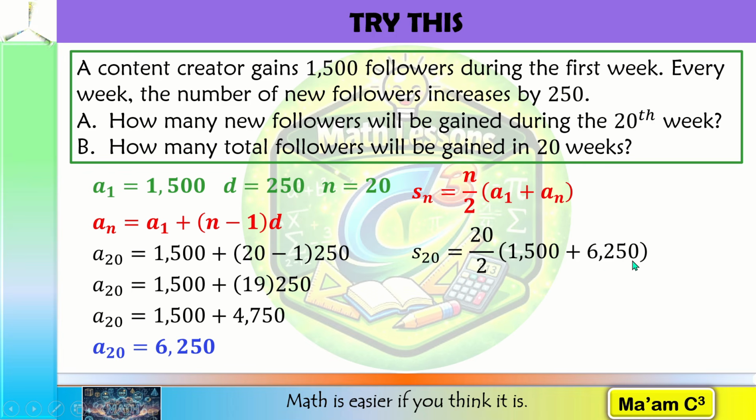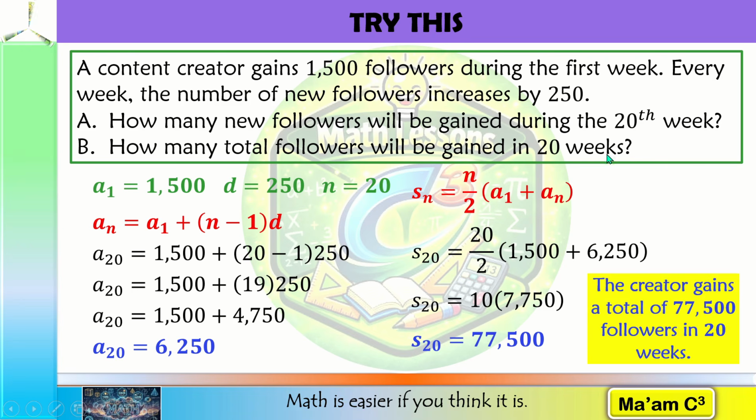1,500 plus 6,250 is 7,750. Multiply it by 10, 77,500. So the creator gains a total of 77,500 followers in 20 weeks.